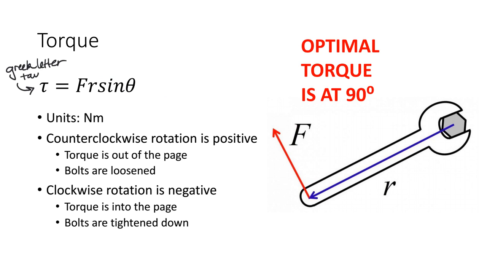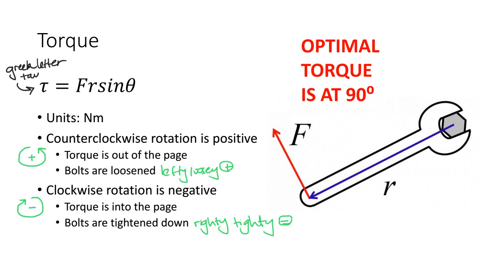Concerning torque, we say that a counterclockwise rotation is considered positive. The torque would be out of the page and bolts are loosened, whereas a clockwise rotation is considered to be negative. The torque would be into the page and bolts would be tightened down. You might remember as righty-tighty being negative and lefty-loosey being positive.